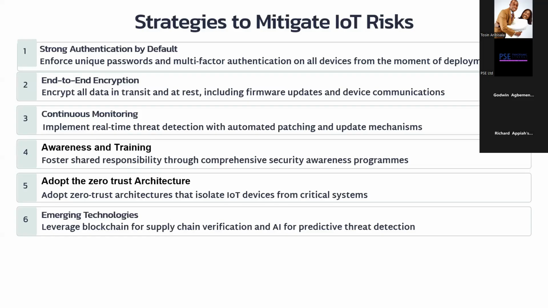So leverage blockchain for supply chain verification and AI for predictive threat detection. So since we have emerging technologies coming up, we need to leverage those technologies to help us make our work simple and also make sure we have all the security features in place to help us as individuals and also as organizations.